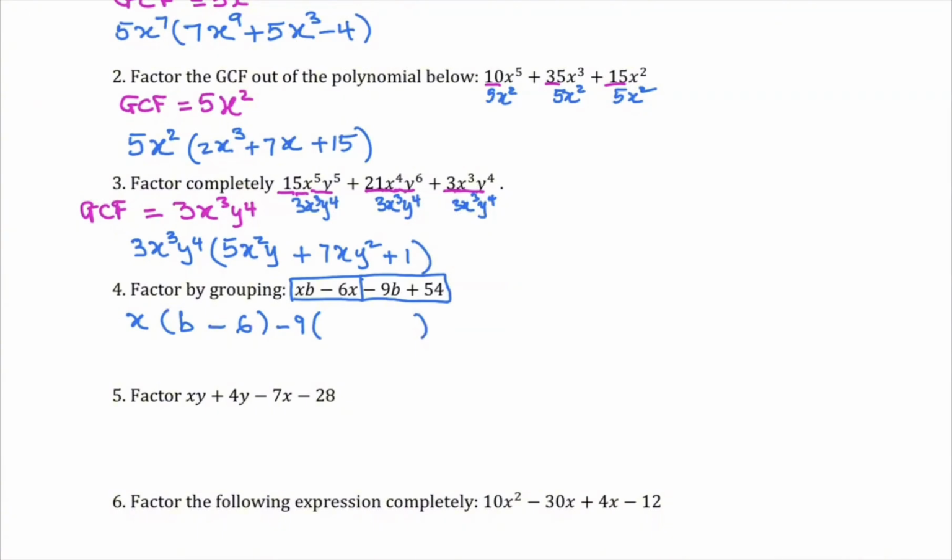So let's factor out negative 9. Negative 9b divided by 9 is b, minus, because you're going to divide 54 by negative 9. The result will be negative 6. So now, as you can see, the expression b minus 6 is now common throughout the expression, the common factor for both groups.